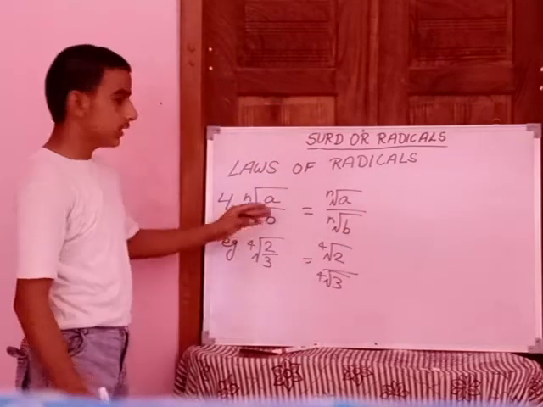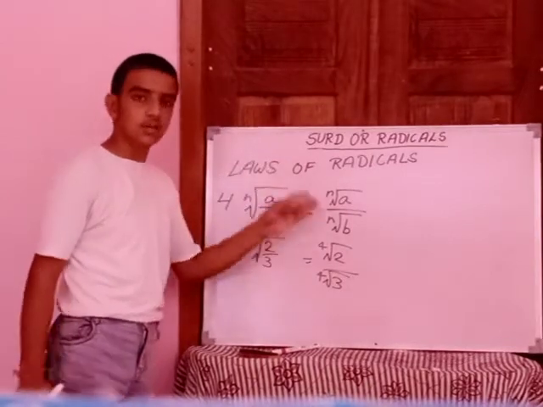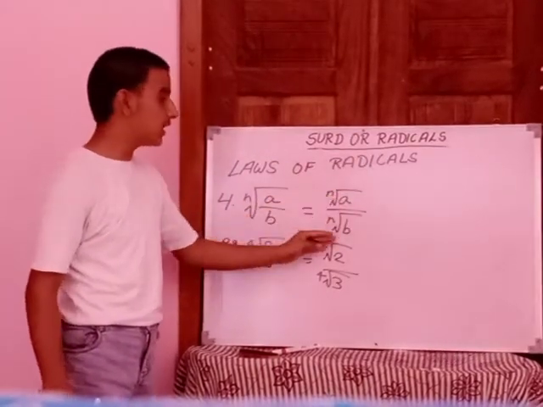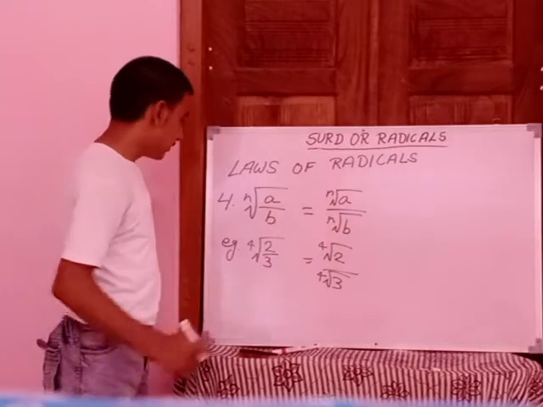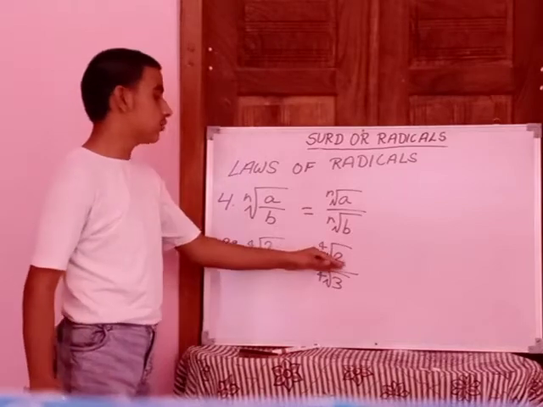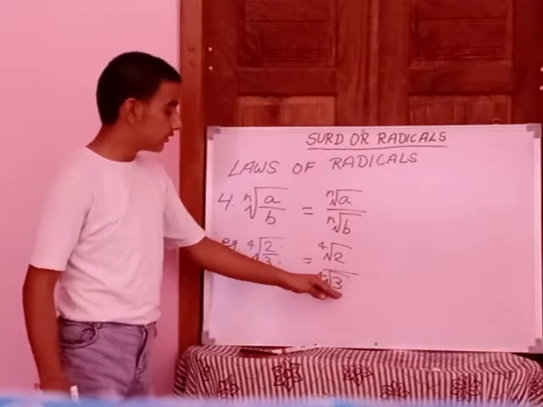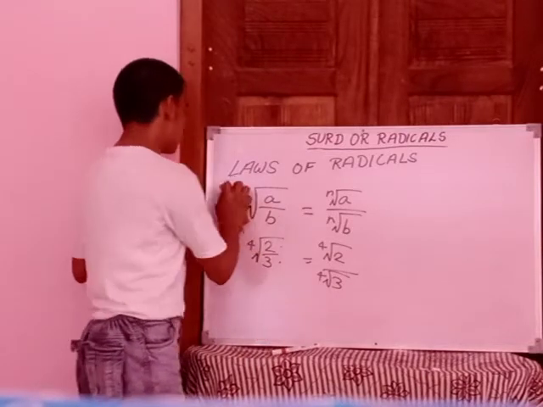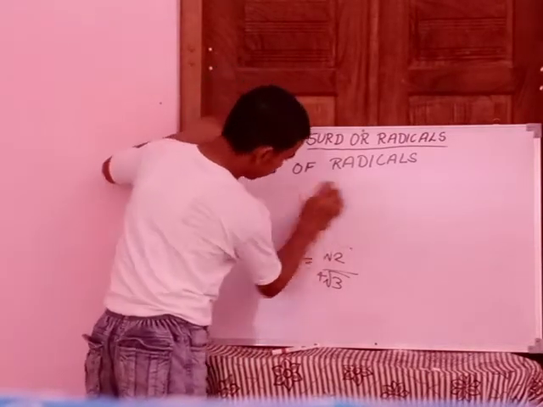Our fourth law is A upon B under the radical sign of index n can be written as A under the radical sign of index n upon B under the radical sign of index n. For example, 2 by 3 under the radical sign of index 4 can be written as 2 under the radical sign of 4 upon 3 under the radical sign of index 4. Now let's move to our last law, that is the fifth law.